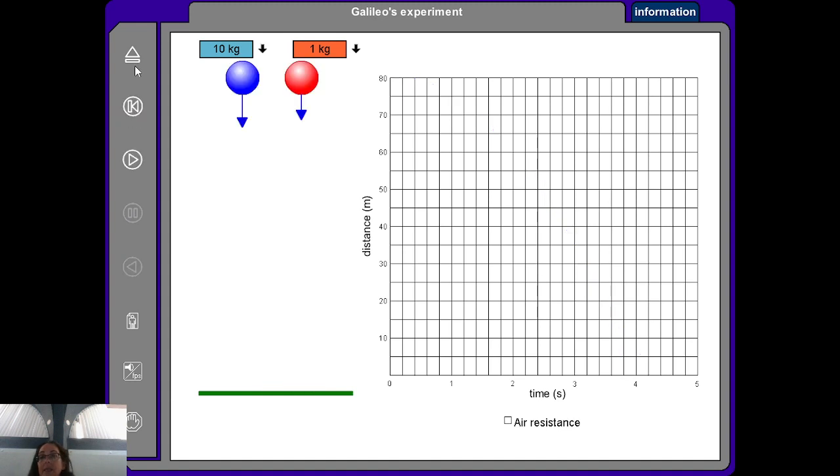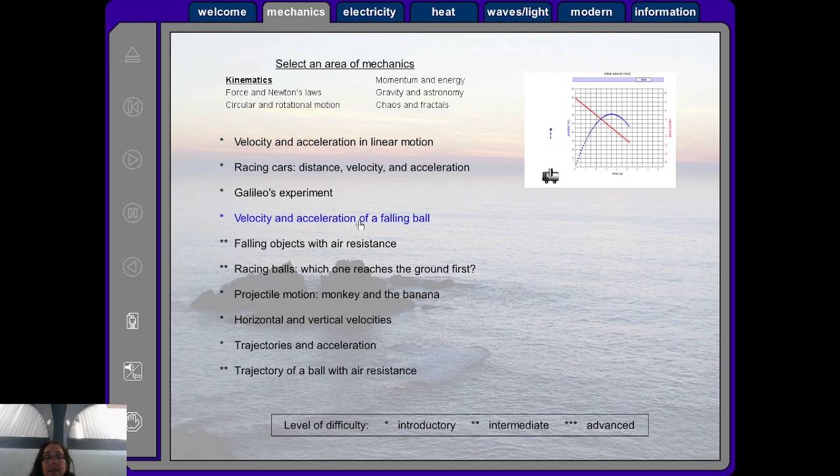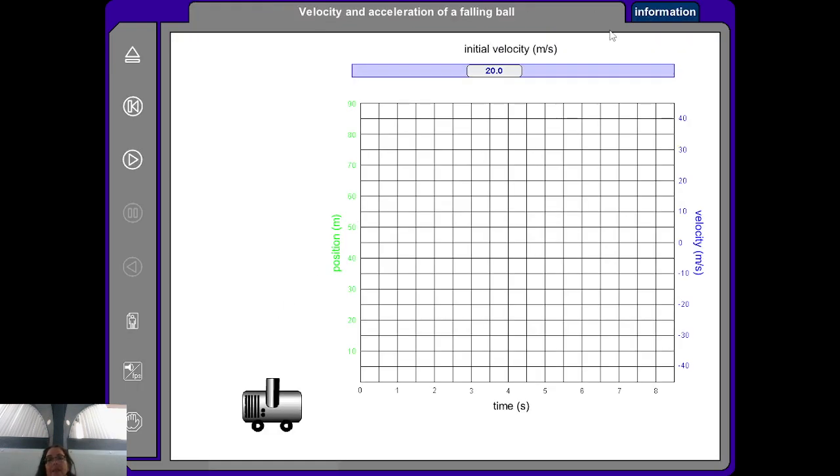Since I'm here, I'm going to go back to here. So what's the initial velocity here? 40, okay. And you see, it's going up and then it's going down. Let's do that again because it's fun. You should see that first the velocity is positive, then the velocity is negative. Acceleration is in blue, always the same magnitude and down.